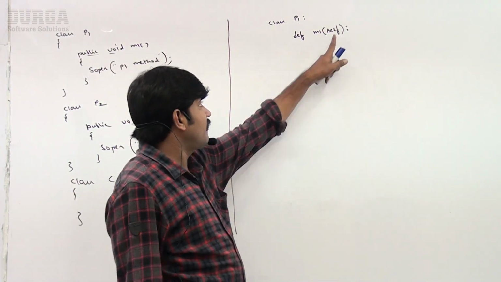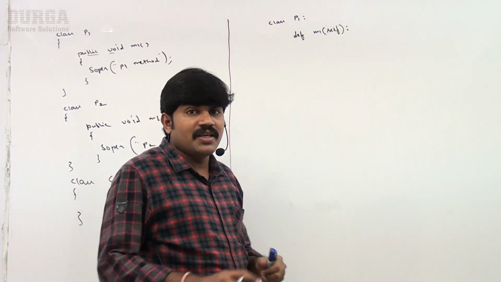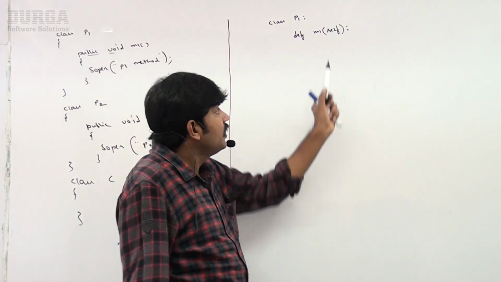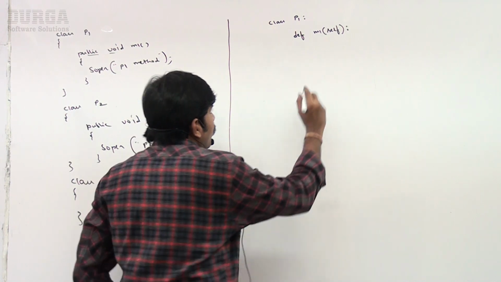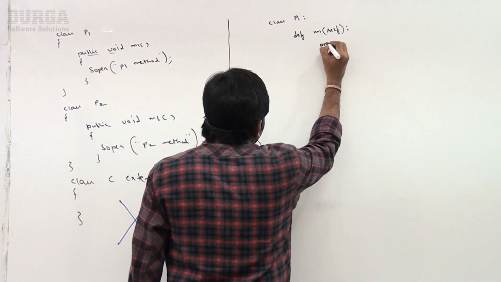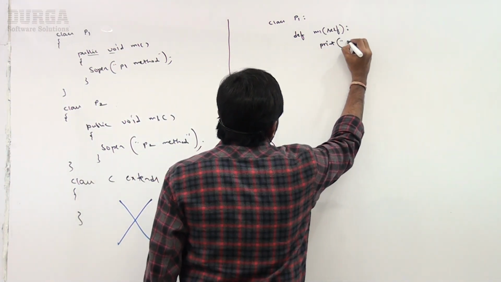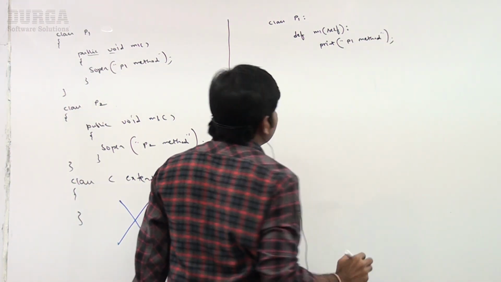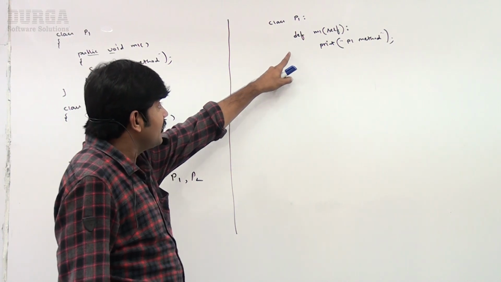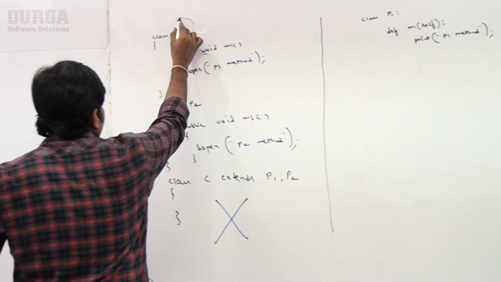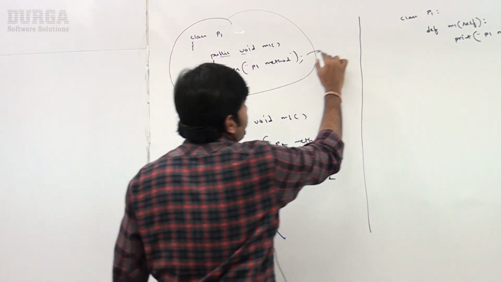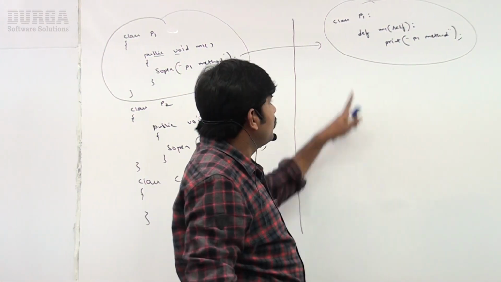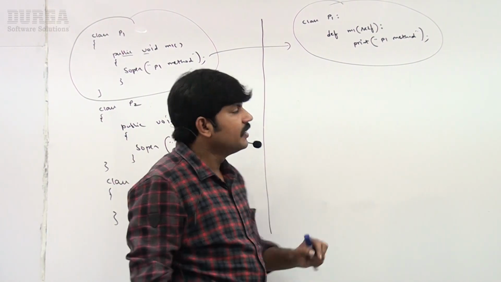Don't worry about what self is and so on. Self is the current object reference variable, just like this in Java; here we are going to use self. Now here just print P1 method. That's all. So this is the equivalent Python code for class P. Class P contains the m1 method, right?